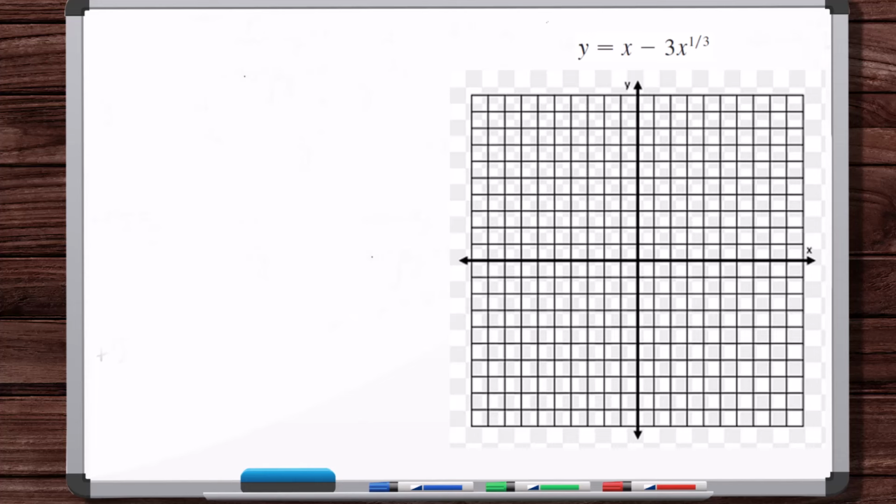Okay, we're continuing with the curve sketching series of videos. This is the 7th curve sketching video, and in this video we're going to sketch this function here. All right, step 1, the domain.